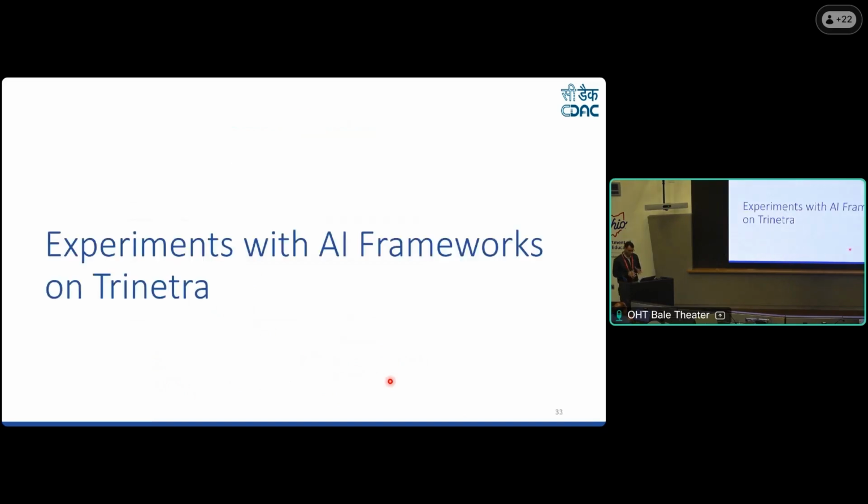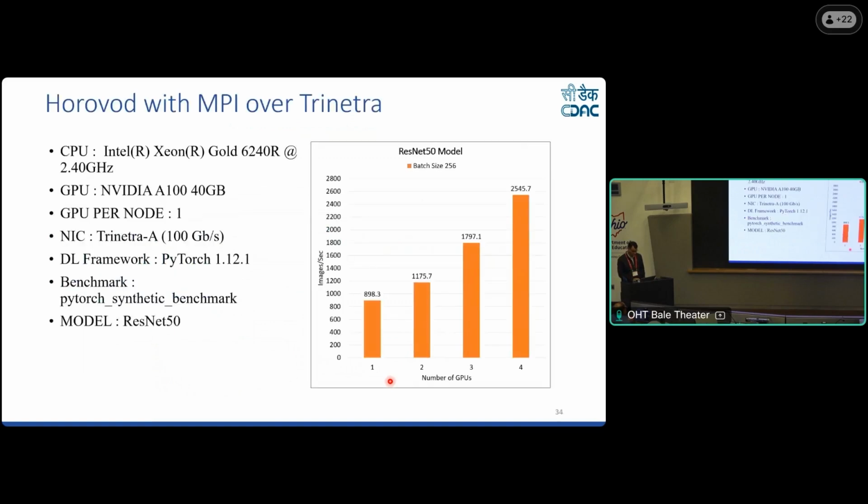Now I will talk about the basic experiments which we have started with AI frameworks, because we want to see the observations in a heterogeneous environment, how Trinetra is performing. Even though these are very basic experiments which we did, we only have a 4-node cluster. Each node is having an NVIDIA A100 GPU with 40 gigabytes of memory. And we have tried Horovod with MPI.